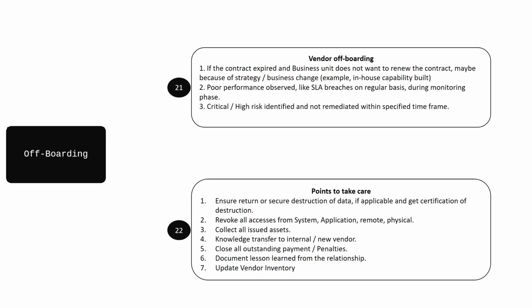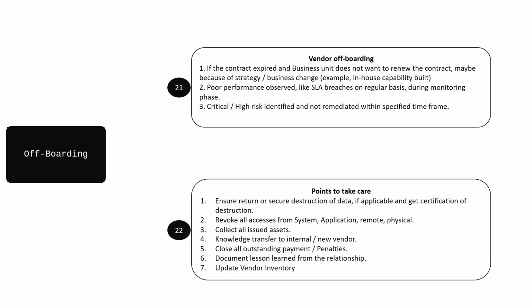Vendor offboarding can happen for several reasons. When a contract expires and the business decides not to renew, maybe due to a strategy shift or new in-house capability. When poor performance is observed, such as repeated SLA breaches during monitoring. Or, when critical or high risks are identified but not remediated within the agreed time frame.